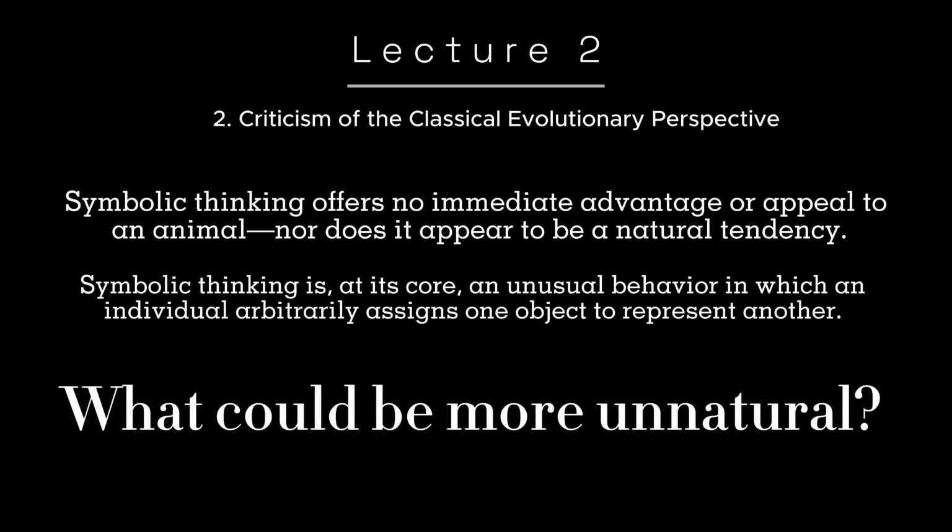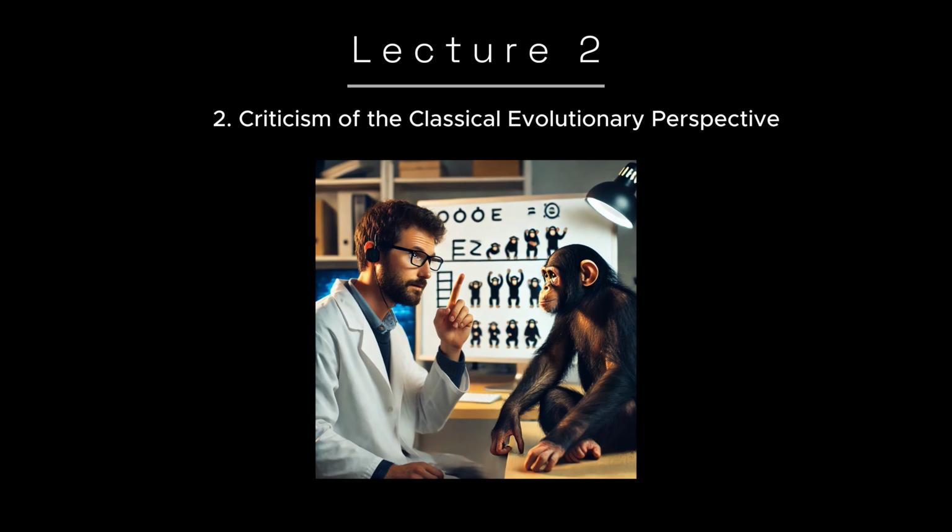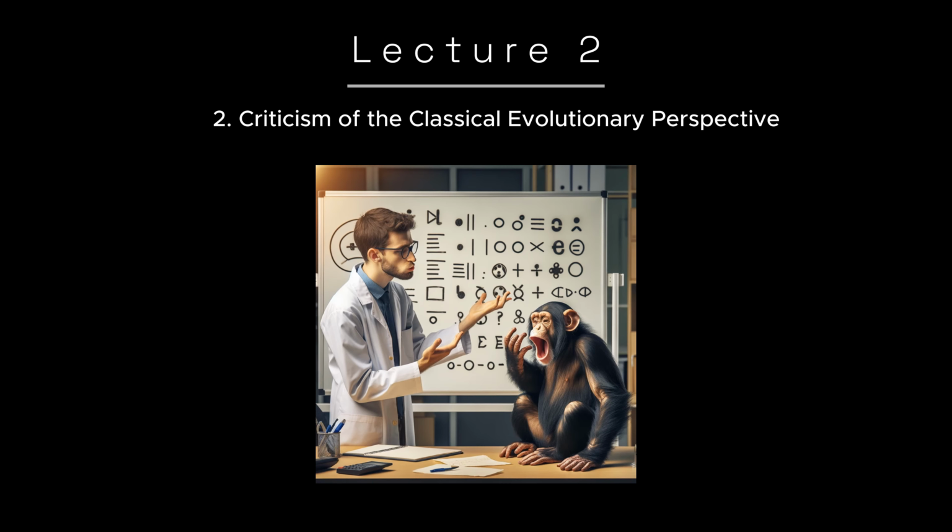What could be more unnatural? What could be more dangerous? What could be more disastrous as a survival strategy? Many animals possess, in rudimentary form, nearly all the components necessary for the development of symbolic thinking and symbolic communication. Yet, they consistently refrain from following this path in any meaningful way.